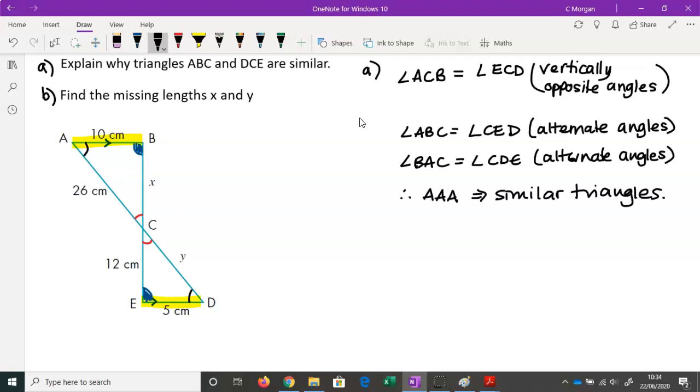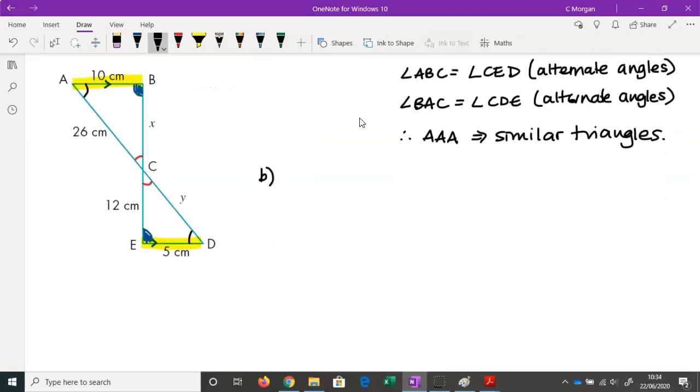Okay, part B, we've got to find the missing lengths x and y. Now this is a bit more tricky when you've got a diagram like this. And the trickiest thing is the triangles are not in the same orientation. So what we've got to do is make sure that we draw a separate diagram where the triangles are in the same orientation. So I'm going to be really careful about how I label these triangles.